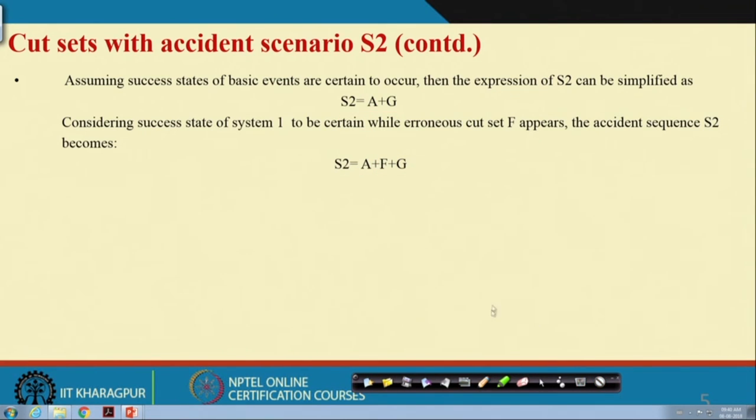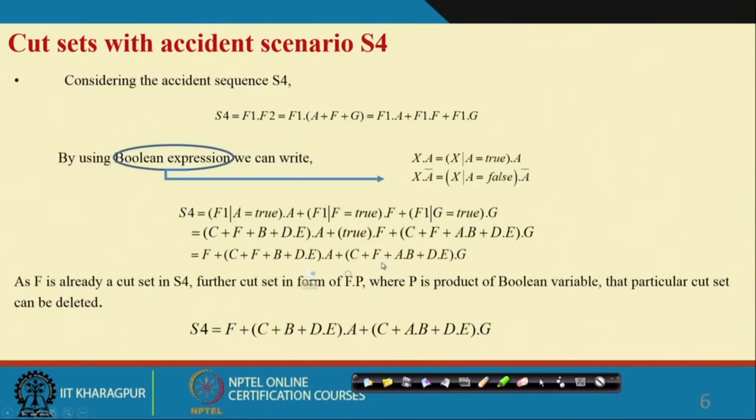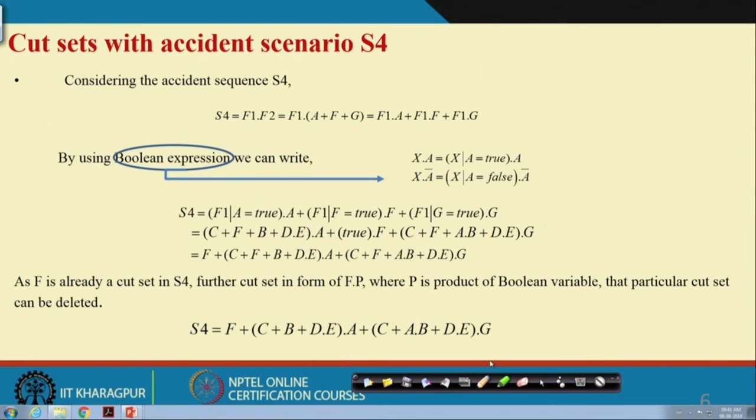So then let us see another one. Let us go for sequence 4. In sequence 4, both the systems fail. So you know F1, and the cut sets for F2 are A plus G. So write down F1 into A, plus F1 dot F, plus F1 dot G. You can multiply and finally go forward and you will ultimately land up with some cut sets, which will definitely be correct cut sets.